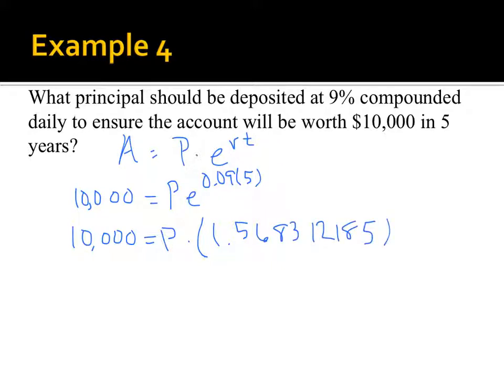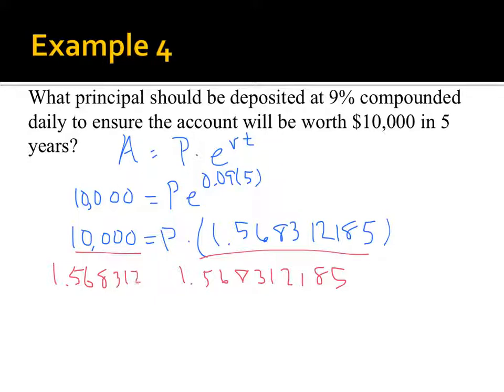And then now all I have to do is divide both sides by that really ugly number. And once I do that, I get that the principal P is approximately $6,376.28. So just slightly less than what we got last time. Okay, I hope this helps with your homework, and good luck.